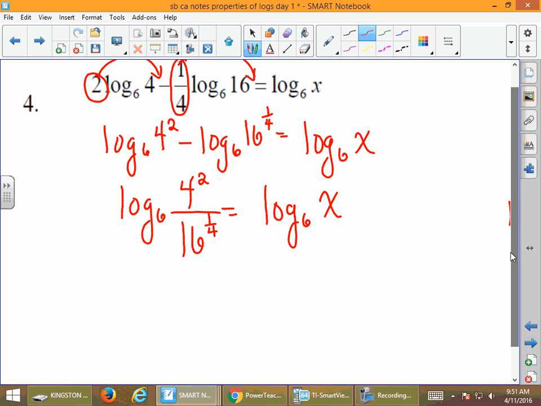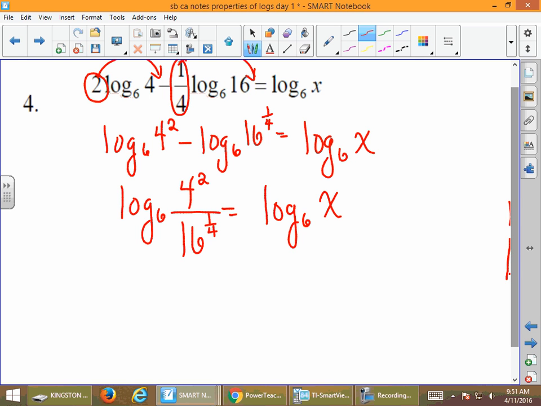William, the one thing is, make sure that you're not taking this negative. So you can figure out that 4 squared is 16, and you can figure out that 16 to the 1/4 is 2. You can do it here, or you can do it here. It doesn't make any difference, but don't take that sign. This sign here tells us to divide.